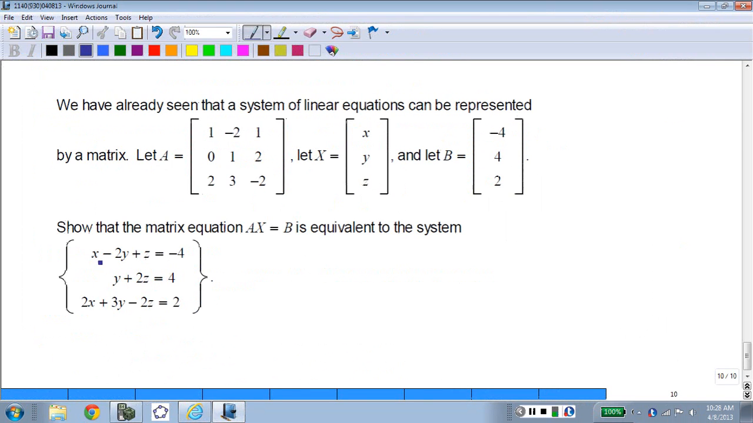So from the x we get the 1, from the negative 2y we get negative 2, from the z we get the 1, from the fact that there's no x term there we get a 0, from the y we get a 1, from the 2z we get a 2, from the 2x we get a 2, from the 3y we get a 3, from the negative 2z we get negative 2. So we extract the coefficients of each of those entries, and that makes a 3x3 matrix. Call that the matrix of coefficients.